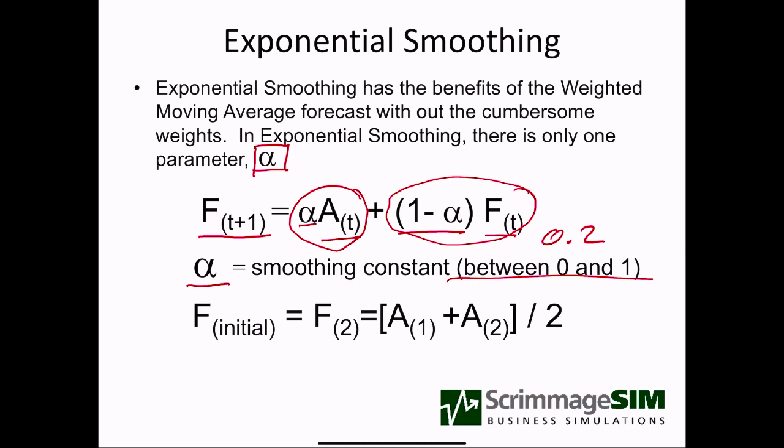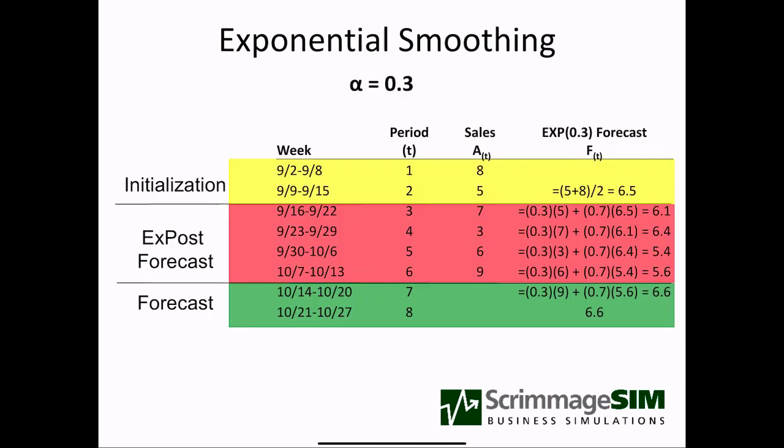So you have to initialize this or start this method in some fashion to get your first forecast. There are different ways you can do that. For simplicity's sake, we're going to use as our initial forecast a forecast value in period 2, and we're simply going to add up our first 2 sales values and divide by 2. In other words, we're going to average the first 2 sales values.